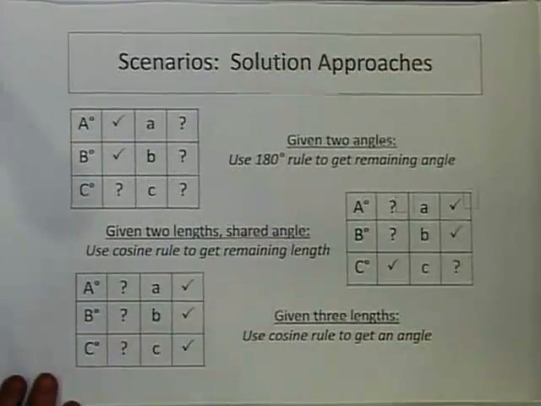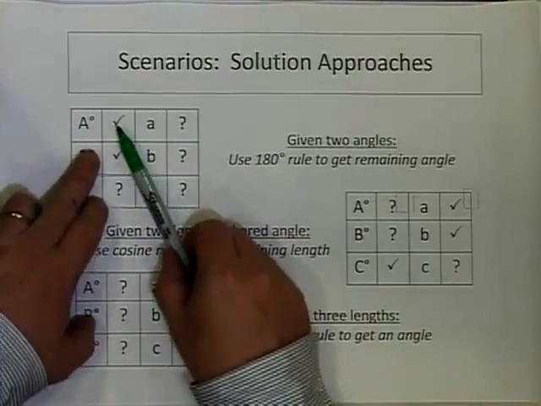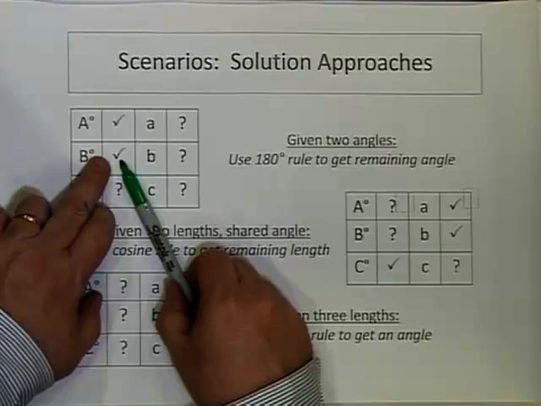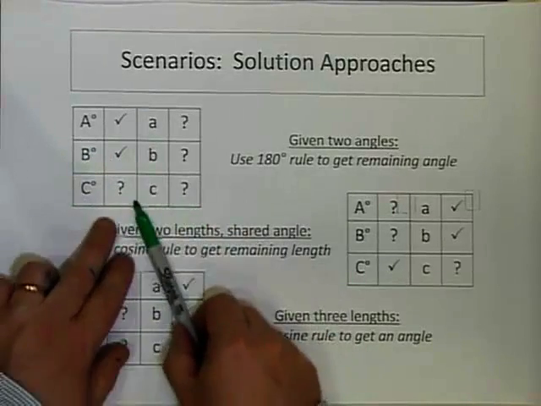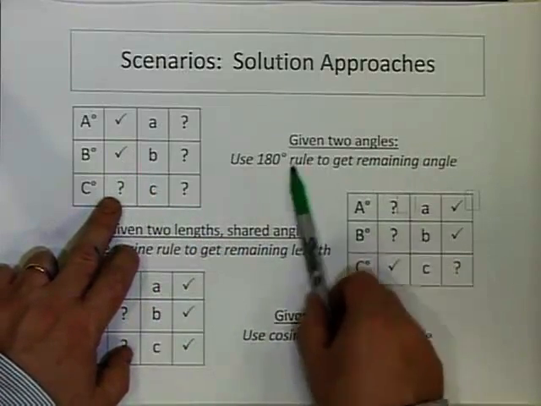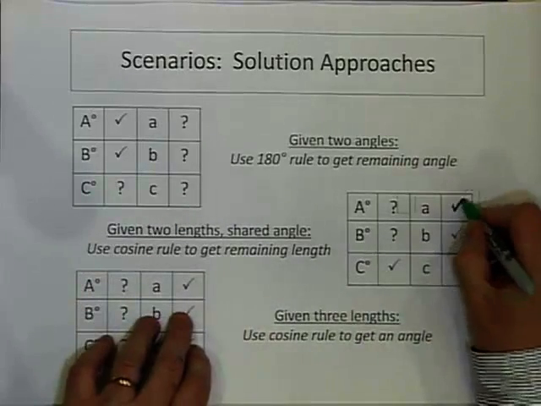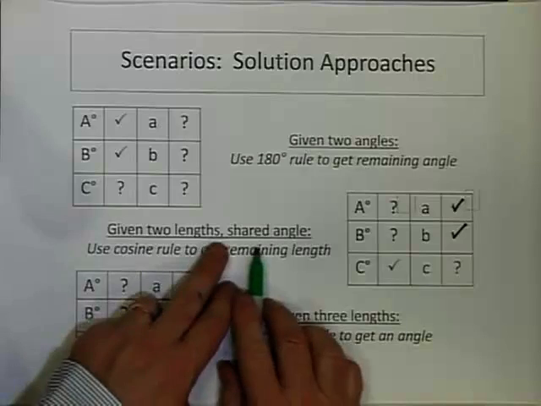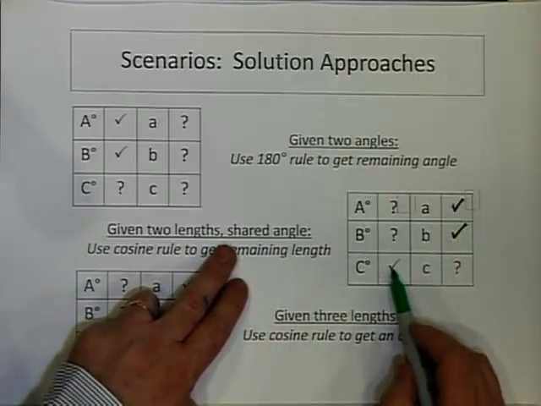Well, it starts off with solution approaches again. Here's an example where you've got 2 angles and you want to sort of go through. Well, how do you get the third angle if you know 2 of them? Is that a fairly straightforward one? The 180 rule? Okay. Here you've got 2 lengths, here A and B, and they share an angle. A and B and the angle C.